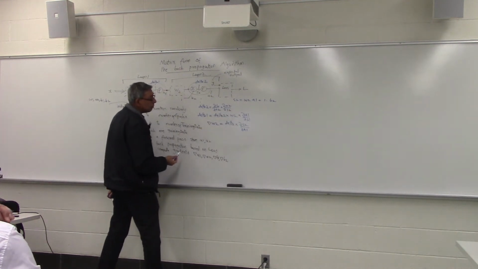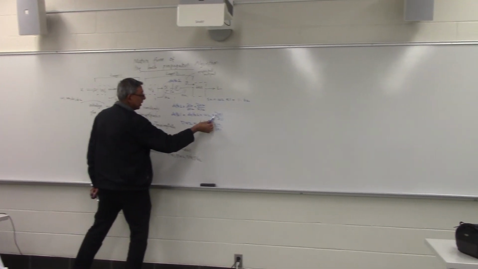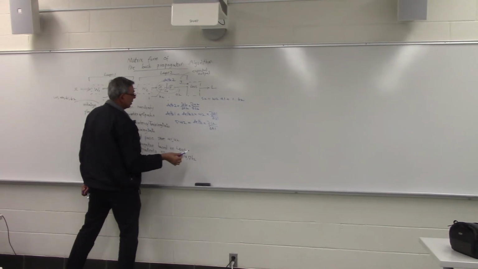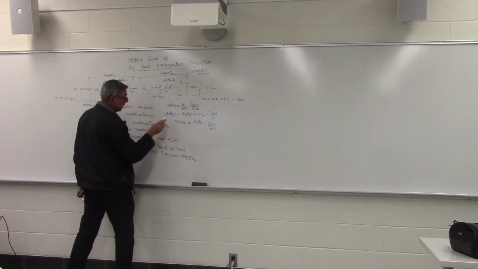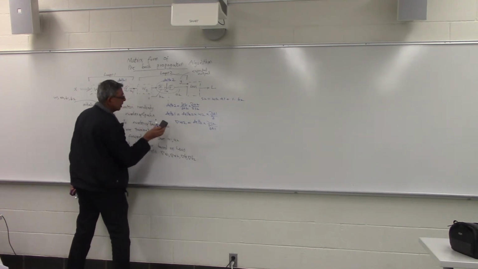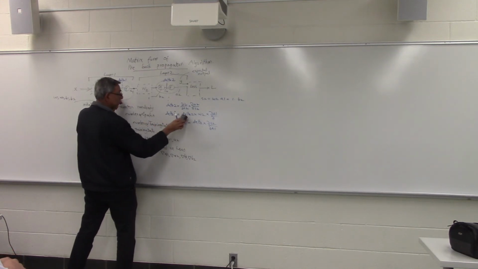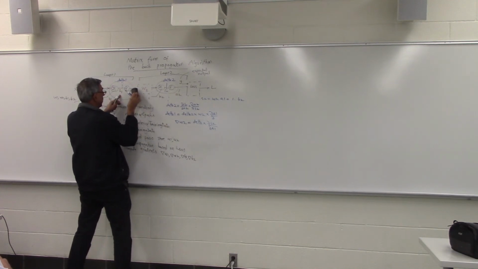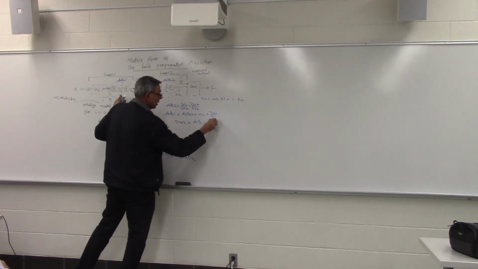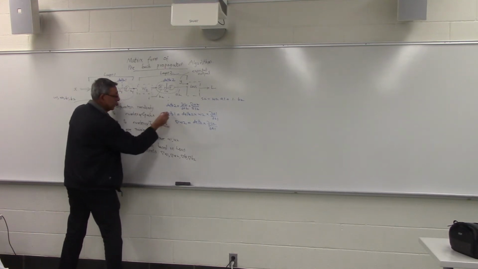Sorry, did I make a mistake? I want partial A1. The derivative must be W2, yes, it should be W2, correct. Delta 1 was okay: delta 2 times W2, times partial A1 over partial S1. So that's the delta 1.